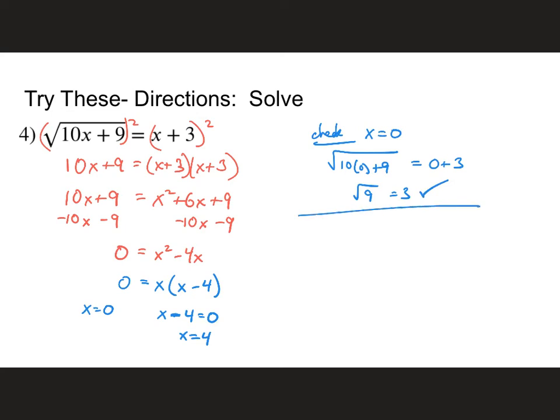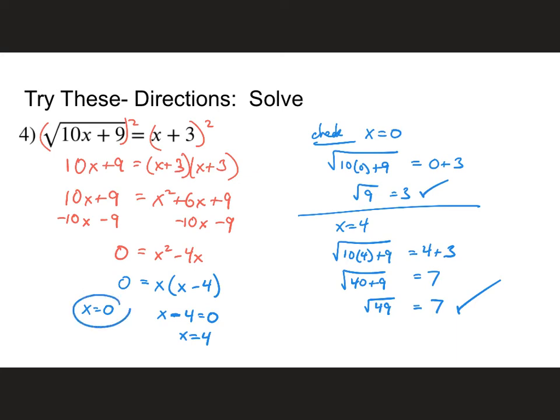Okay, let's check out x equals 4, see if I get the same thing. So here, the square root of 10 times 4 plus 9 equals 4 plus 3. 4 plus 3 is 7. 10 times 4 is 40, so I get 40 plus 9, which gives me the square root of 49 on the left-hand side equals 7 on the right. That is, in fact, true. So here we have a case where both answers work, no extraneous solutions.